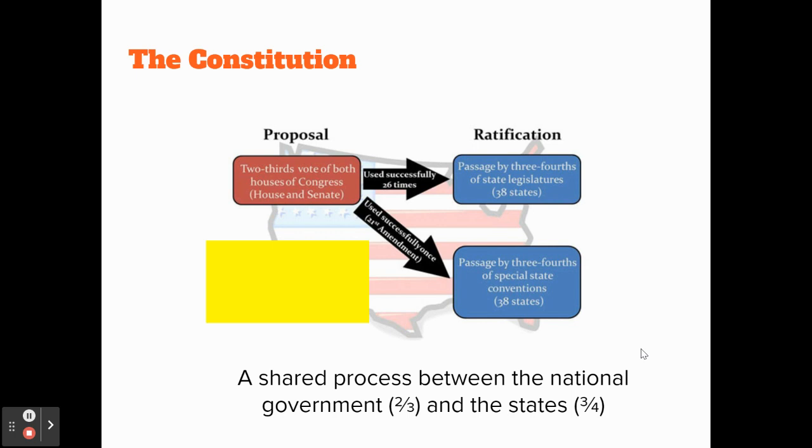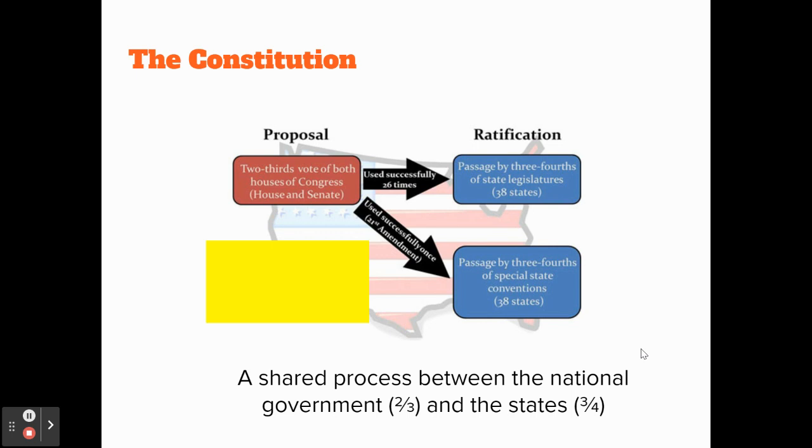But also, they wanted it not to be so easily amendable that it was changing on a fairly regular basis. We've only had 27 total amendments in our country's history, so that's not that many, and 10 of them all came in at the beginning of our country's history. They were the Bill of Rights. So the amendment process is a shared process between the national government and the state governments. It's kind of a compromise. So it's a two-part process.